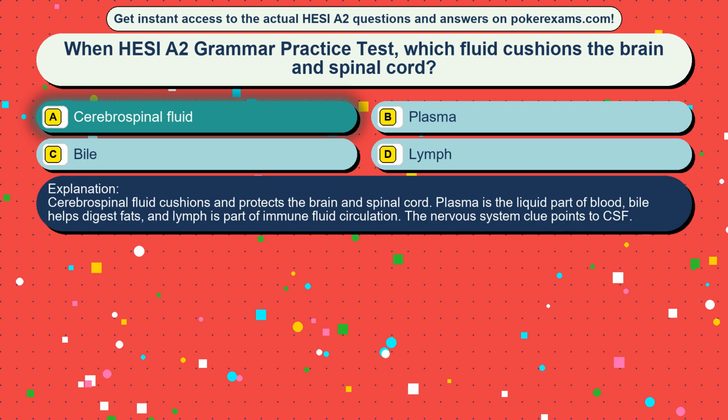Cerebrospinal fluid cushions and protects the brain and spinal cord. Plasma is the liquid part of blood, bile helps digest fats, and lymph is part of immune fluid circulation. The nervous system clue points to CSF.